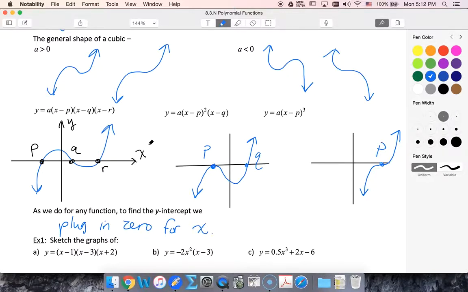Okay, so try to apply this knowledge to what you think these graphs are going to look like, and in the next video I'm going to show you.